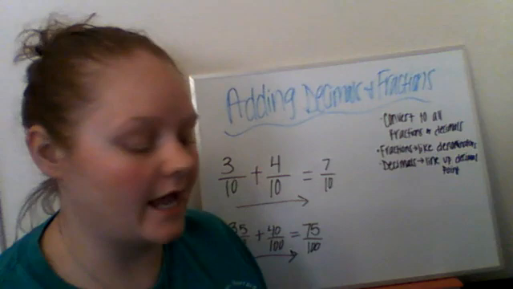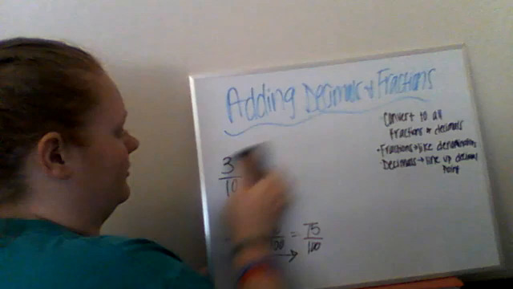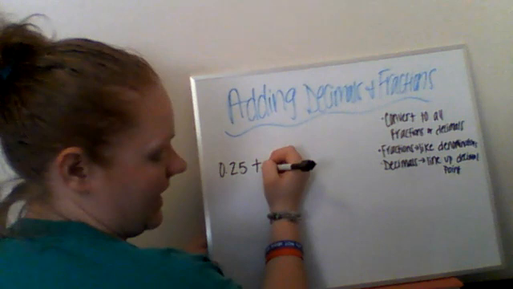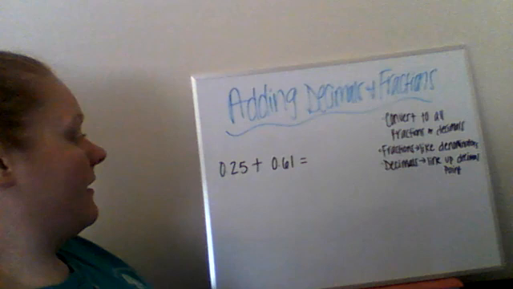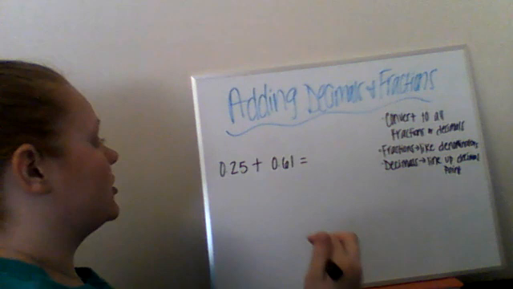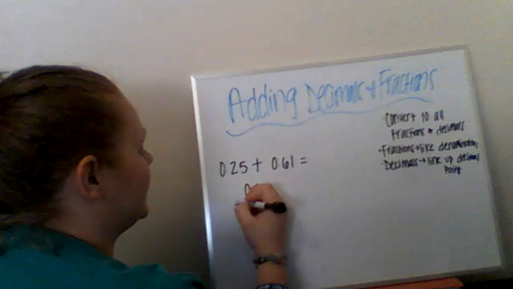Okay, let's go into a couple examples where I have to add decimals. So if I gave you the problem 25/100, and I want you to add 61/100. You might be able to look at this problem and figure it out, but to get the problem correct, you're going to have to put it in vertical form. So what you're going to do, I'm going to put 25/100 first because that's my first number. Now I'm going to add the 61/100.